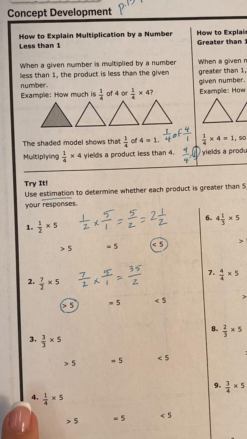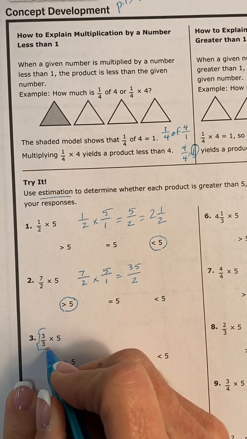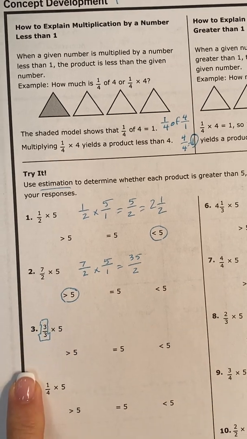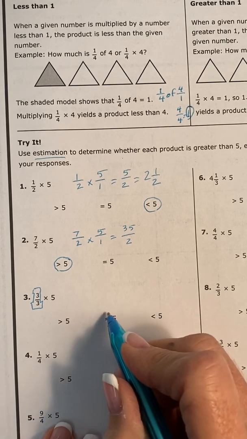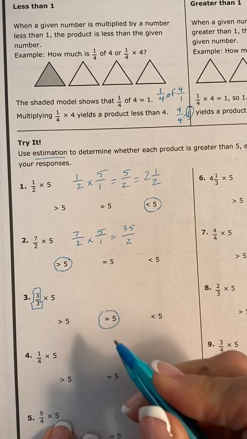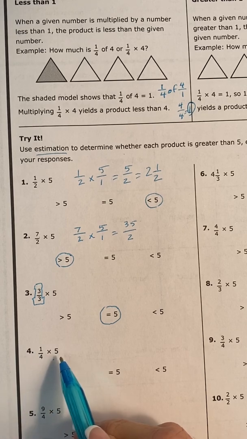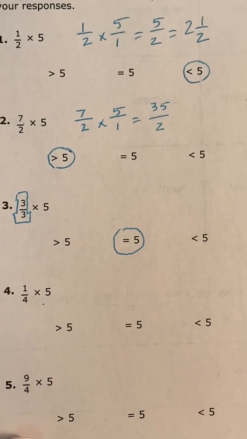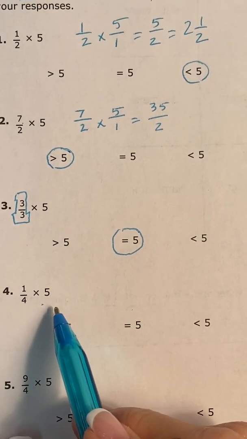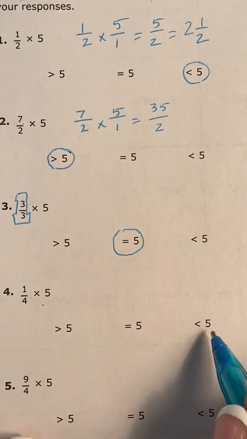Okay, next one. So what is this? What is 3 over 3 the same thing as? We talked about that a minute ago. It's 1 whole, isn't it? So 1 times 5 gets you equal to 5. Part of a whole number. Part of it. What is part of it? 1/4 of 5. It has to be less than 5, doesn't it? It has to be less than 5.